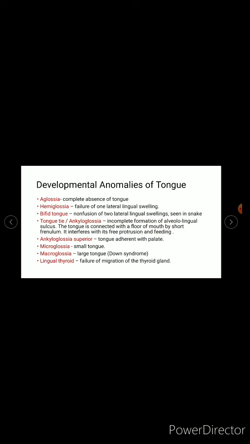Lingual thyroid is due to failure of migration of the thyroid gland. So the thyroid gland develops within the substance of the tongue. That is known as a lingual thyroid. So this is all about the development of the tongue and development of the mouth cavity.